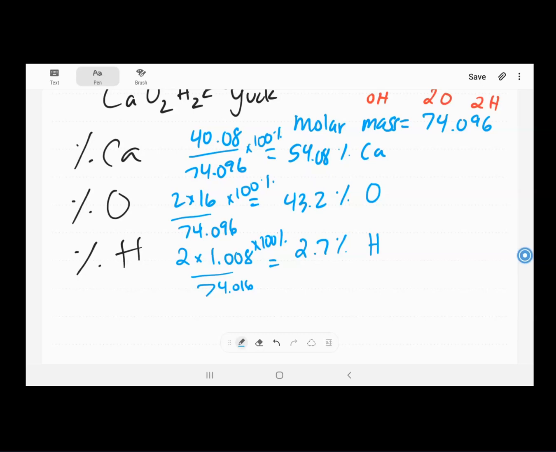Yes, exactly, Elza. Basically, we're doing the opposite of what we did last time, where we used the percents to figure out the formula of the compound. This time we are going to do the opposite. This is percent mass, yes.